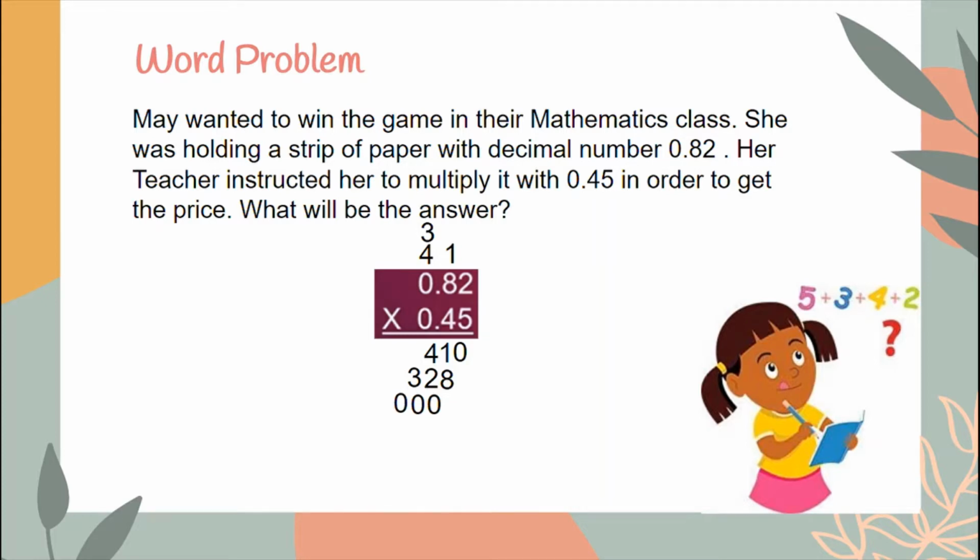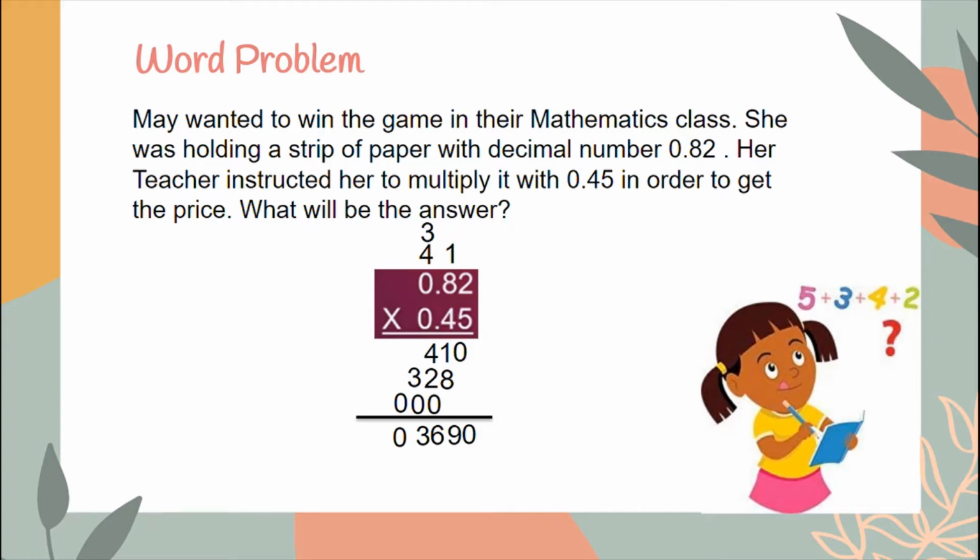So after we multiply, it's the time that we're going to add our product. So bring down 0. 1 plus 8 is 9. 4 plus 2 is 6. And bring down 3 and bring down 0. So this is not yet our final answer.